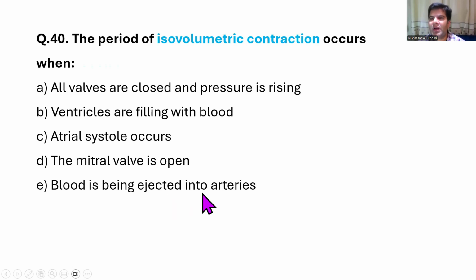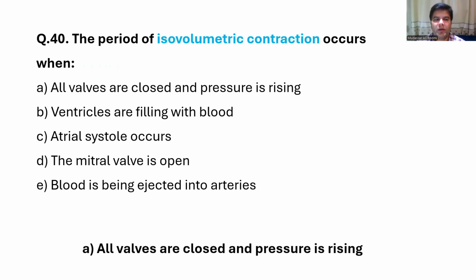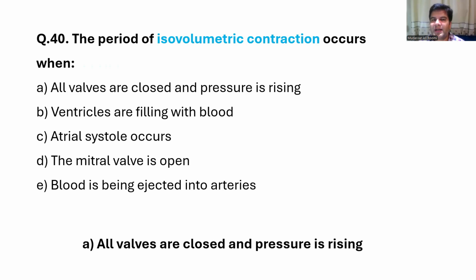So this question is about the cardiac cycle. If you know the cardiac cycle, systole and diastole and their subphases, then you will be able to answer this question. Isovolumetric contraction is the very first subphase of systole. The answer for this is: all valves are closed and pressure is rising. Because this is the isovolumic or isovolumetric phase, it means in this case the volume will remain the same.